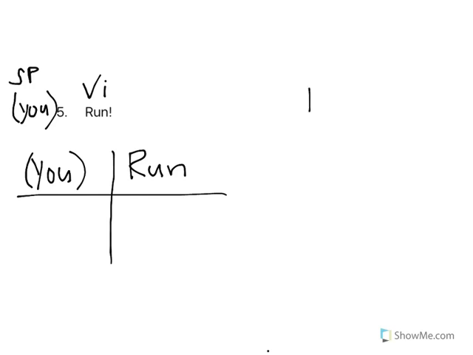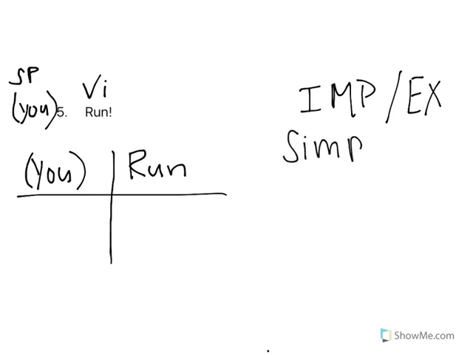So we know, obviously, the purpose is going to be imperative because it is a command, and it is also exclamatory because it ends with that exclamation point. And the sentence structure is going to be simple, again, because it has one clause.